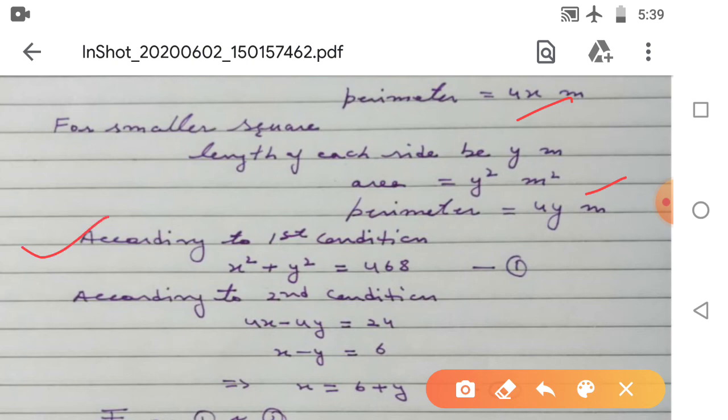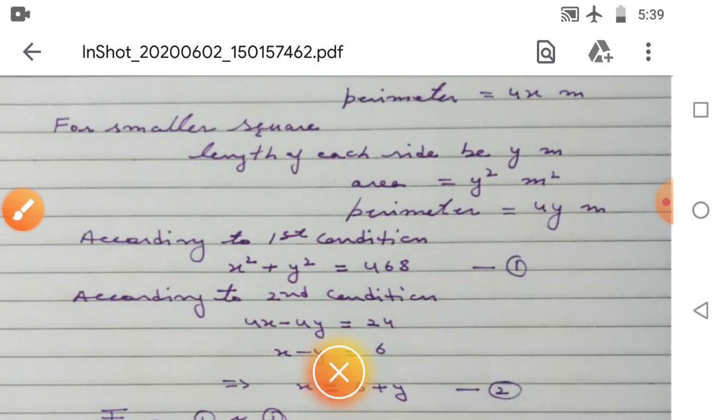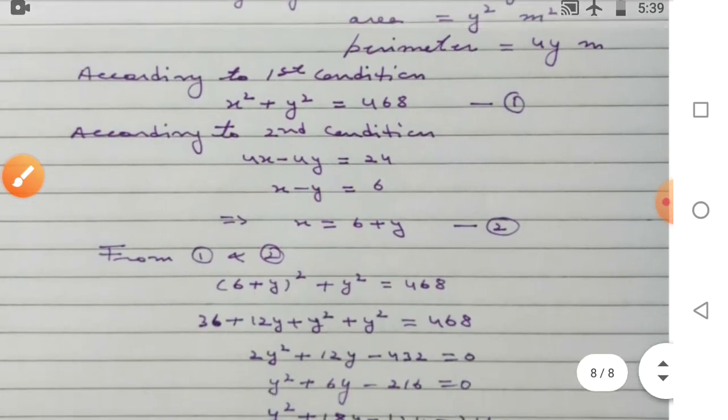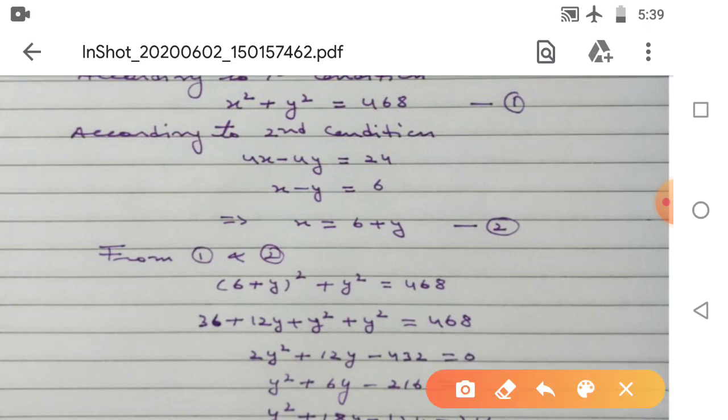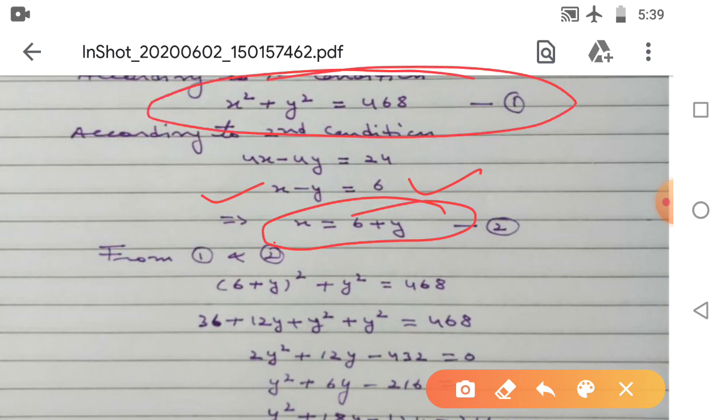Now, the first condition is the sum of the areas of the squares. So, x square plus y square is equal to 468, and the other is the difference between the perimeters, that is 4x minus 4y is equal to 24, and finally, the equation is x minus y is equal to 6. So, from this equation we get x minus y is equal to 6, the value of x is 6 plus y.